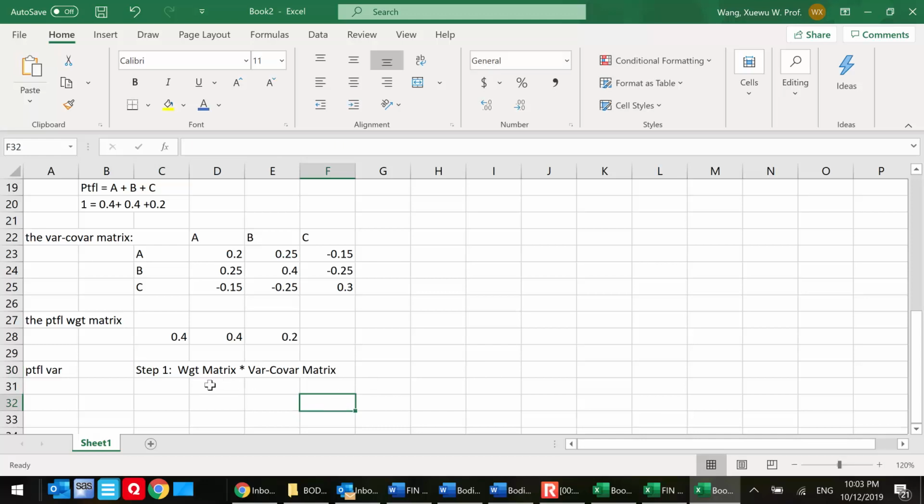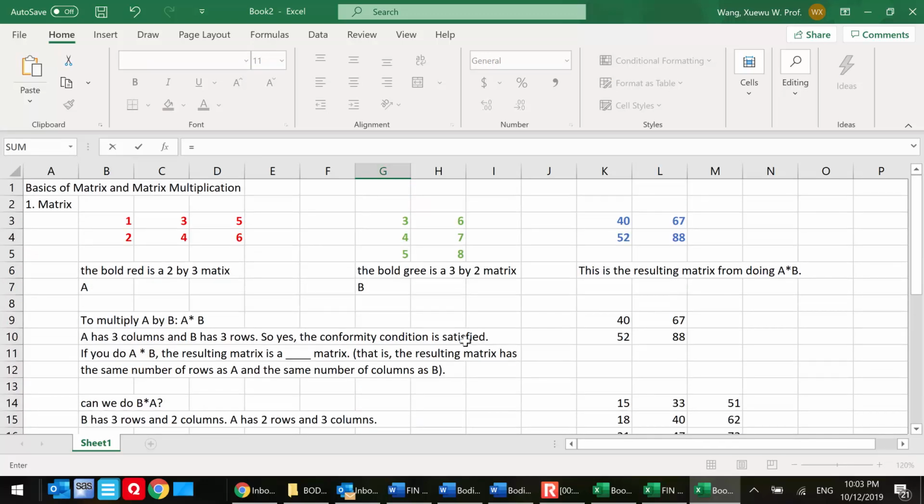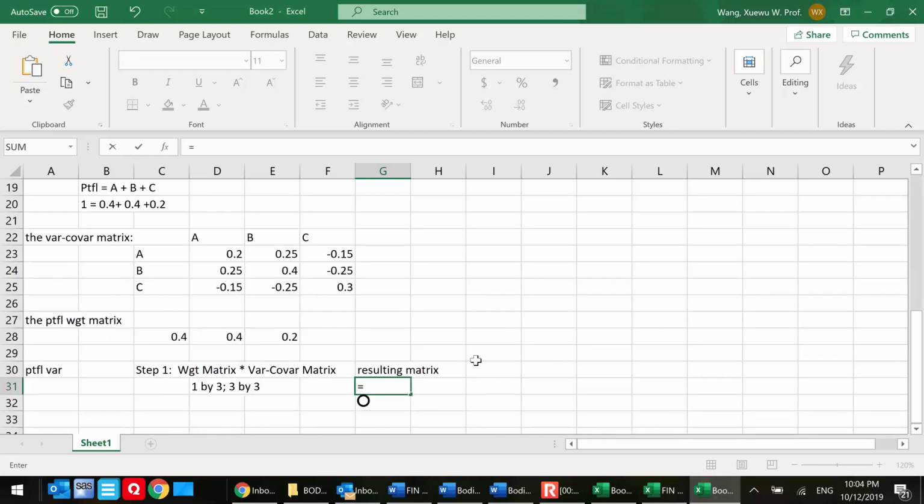Now let's look at the dimensions. The weight matrix is a 1 by 3. The variance covariance matrix is a 3 by 3. If I do this multiplication, what is the dimension of the resulting matrix? The resulting matrix has the same number of rows as the matrix on the left and the same number of columns as the matrix on the right. The left matrix has 1 row and the right matrix has 3 columns, so the resulting matrix is going to be 1 by 3.